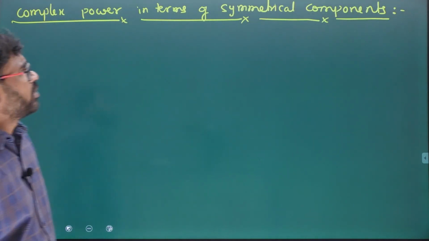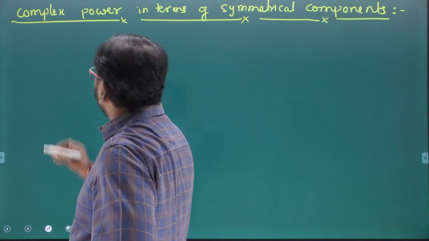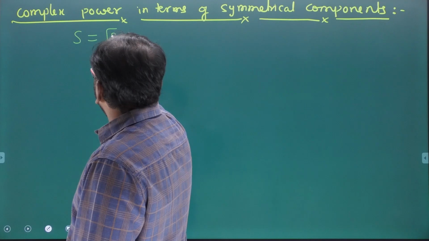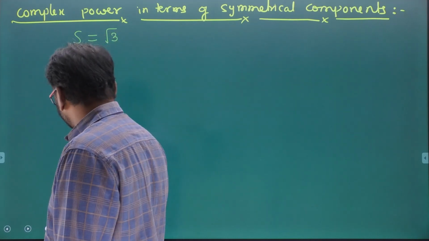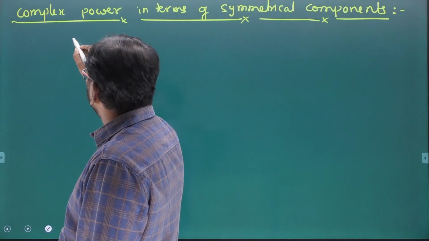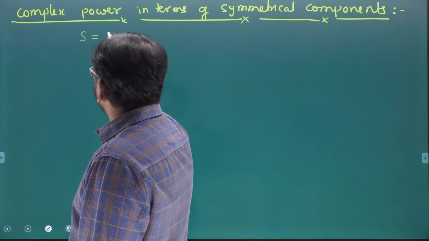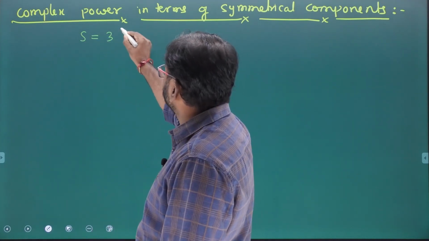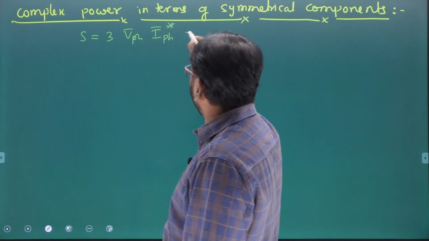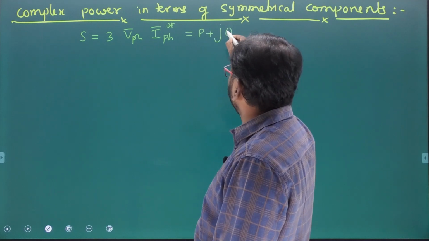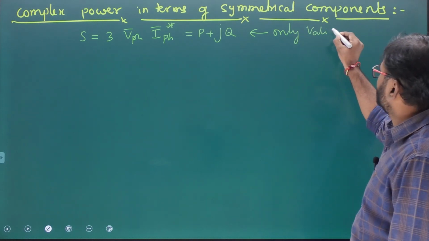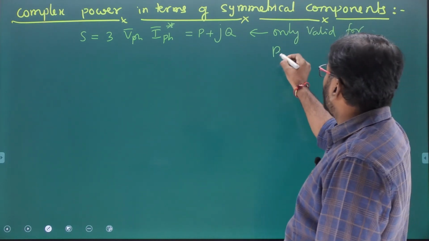For star connected load, VL naught is always 0, but V phase naught may exist. So that's about star connected load and delta connected load. And now the complex power in terms of symmetrical components. Generally the complex power expression we can write like this: S equals 3 times V phase times I phase conjugate. In that, the real part is active power and the imaginary part is reactive power. But this is only valid for a balanced system.